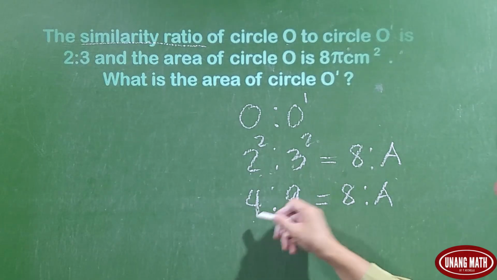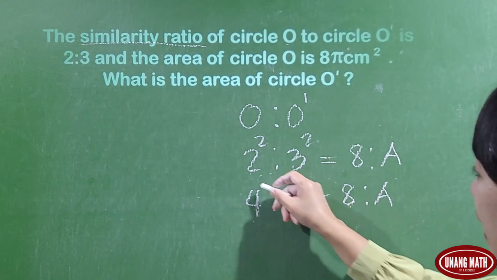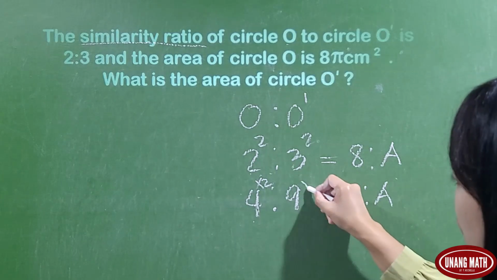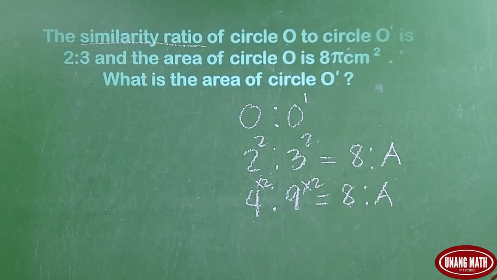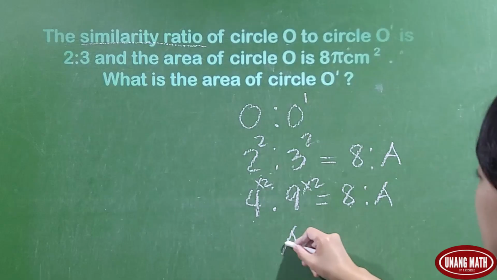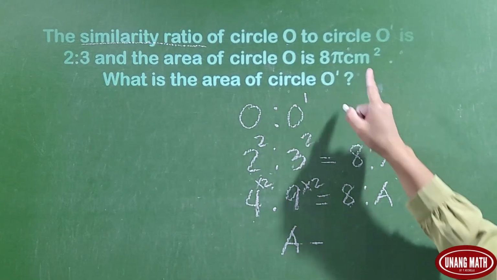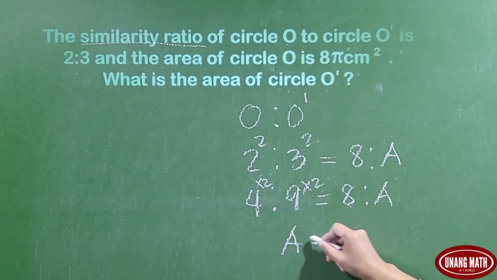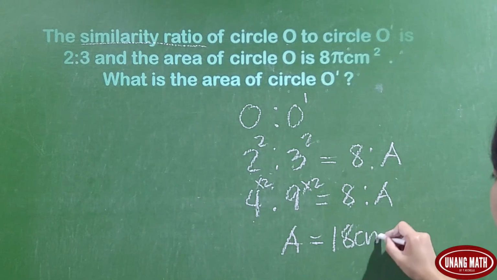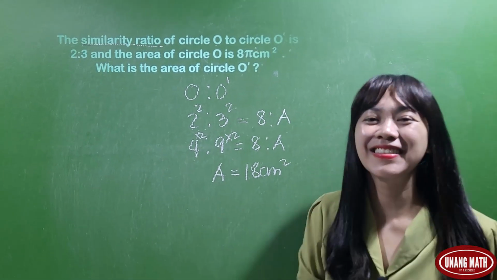So this is 4 and this is 8. So how did it become 8? Just multiply it by 2. So it means this is also times 2. So the area of circle prime O would be 9 times 2. So this is now 18. So 18 square centimeters.